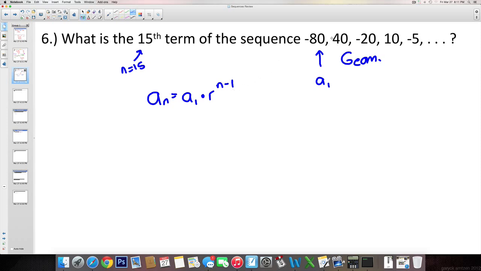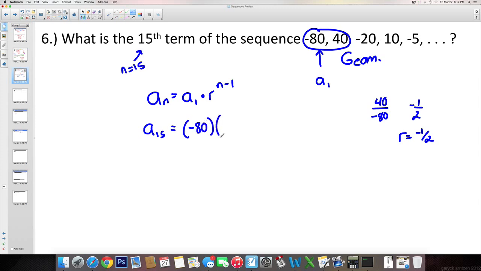We don't have our common ratio explicitly stated, but we could figure it out. So in order to figure out the common ratio, take a term and divide by the previous term, and that's negative a half. So our common ratio is negative a half. Now we have what we need in order to find the 15th term. So the 15th term equals the first term, which is negative 80, times the common ratio, negative a half, raised to the 15 minus 1.